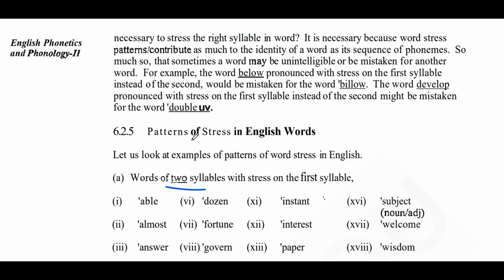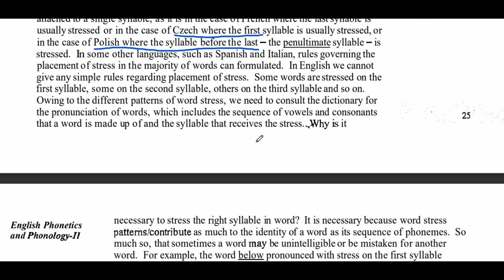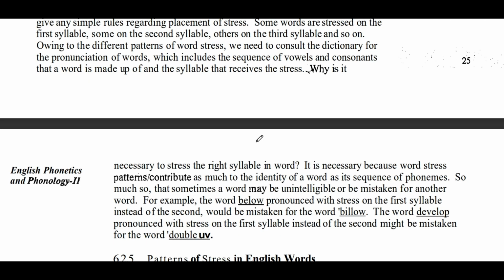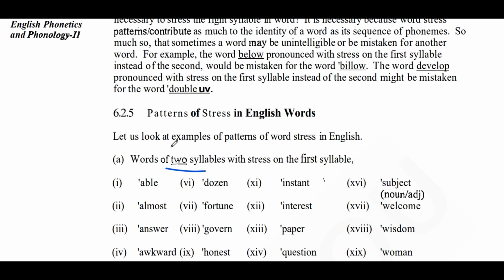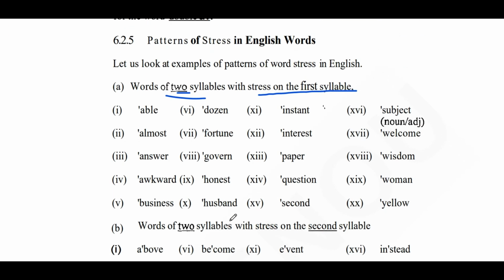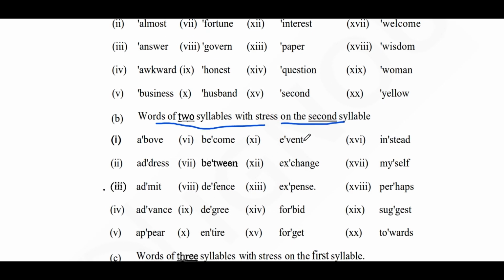It is difficult for us to find out which part of the word we should be stressing in the English language because it's a little bit different. Each language has its own way of pronunciation and certain other rules. So let's look at some examples of two syllable words where the stress is on the first syllable: able, dozen, instant, almost, fortune. And then examples of two syllable words with the stress on the second syllable: become, event, instead, exchange, myself.